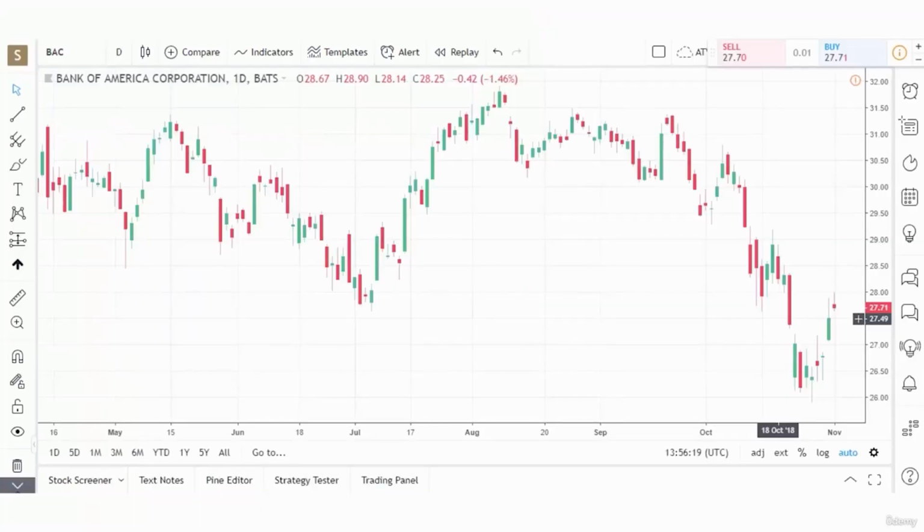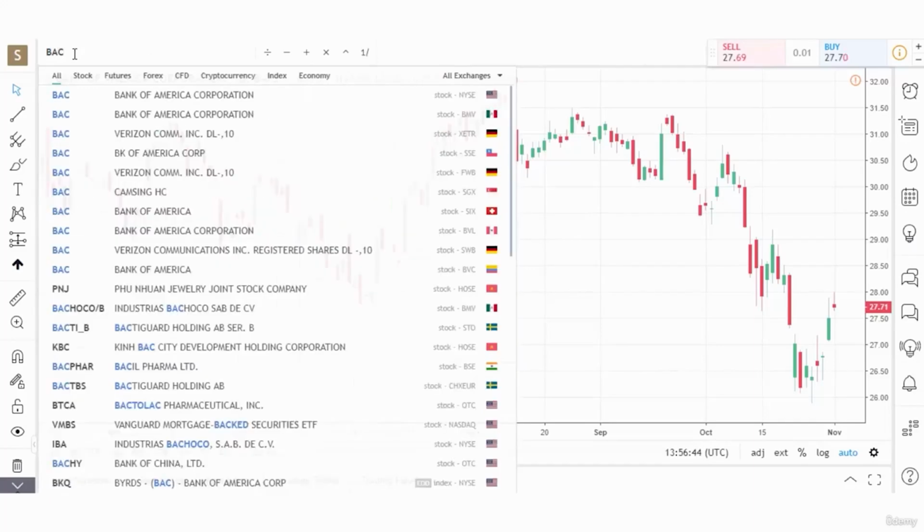Throughout the course, we're going to use tradingview.com to show charts. So I'll show you how TradingView works and how we can look at various charts using TradingView. In the upper left corner, we'll put in the symbol for our stock. So here we've typed in BAC for Bank of America. You can choose the stock from a drop-down list.